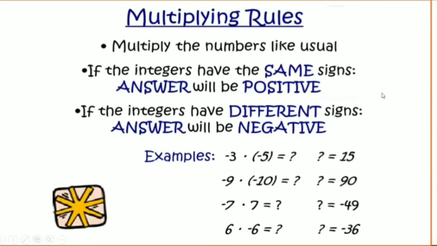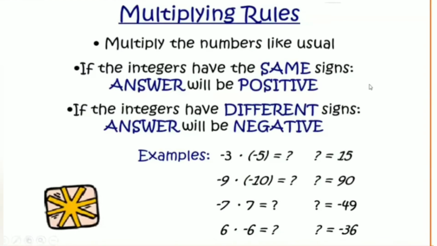So we will now have multiplying rules, multiplication. Let's have the general rule first. Multiply the numbers like usual, like a usual multiplication. Now, if the numbers have the same signs, the answer will be positive. We're going to get the concept later on. Same sign, take note, be it all positive or all negative, the answer will be positive. Now if the integers have different signs, the answer will be negative.